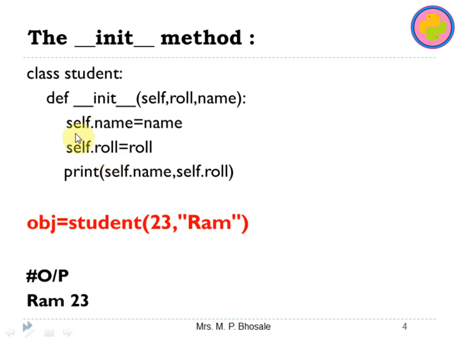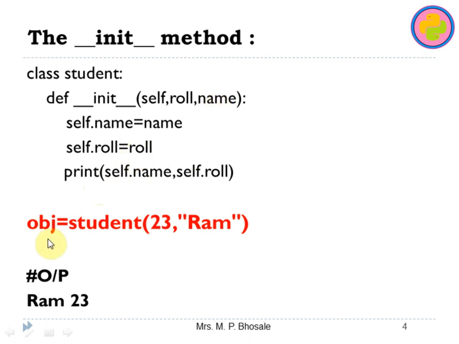Now here this self dot name means whatever parameter will come from the object, that object parameter value will be assigned to this name parameter, and role will be assigned to this role variable, and at last we are just printing the name first and then role. That means we are printing the second parameter and then first parameter.